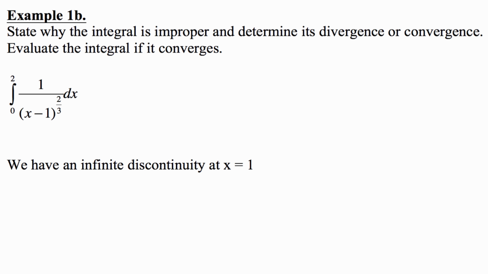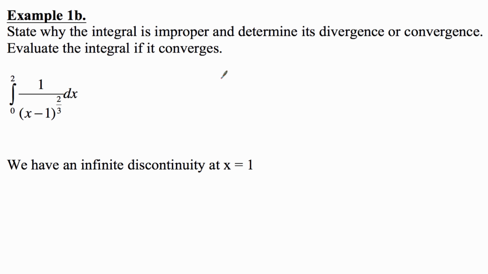Now this one's going to be a little bit different than our last example because right here in between 0 and 2 we've got an issue. If we plug in 1, of course we end up with 0 in the denominator, and 0 in the denominator is bad. So we're going to go ahead and split this up. We're going to have this infinite discontinuity at x equals 1, and this is going to require a technique where we separate our integral.